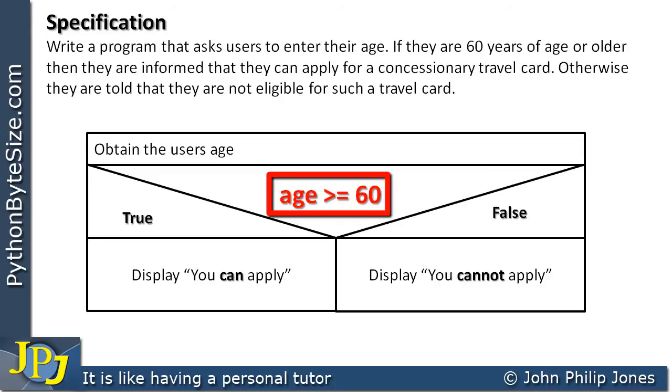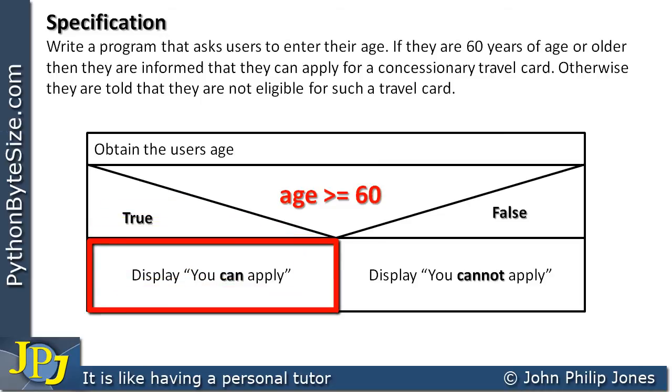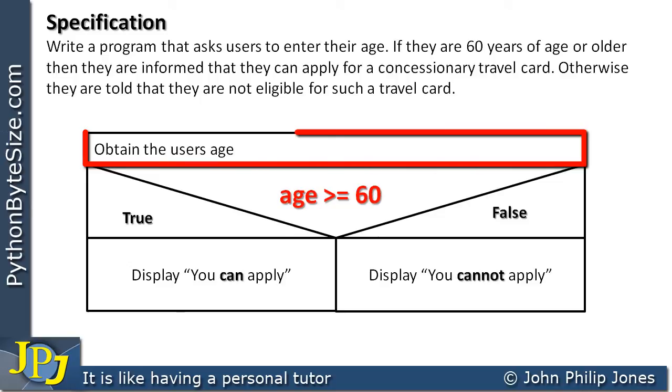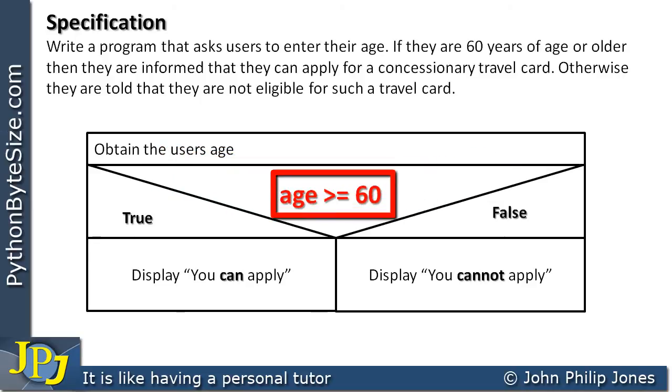Well, obviously it's not greater than 60, but it is equal to 60. So this will return true, in which case we will display you can apply. Now, of course, if we're going to look at boundary testing, I've got to consider 61 here. So if at this stage we enter 61, this is asking is 61 greater than or equal to 60?